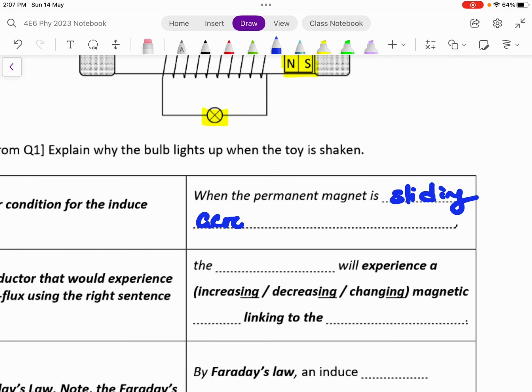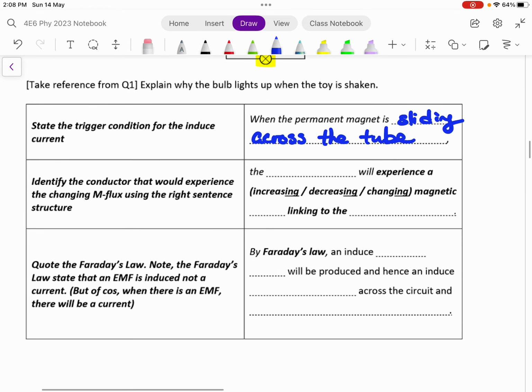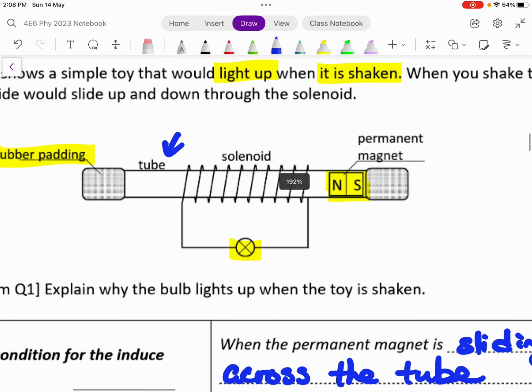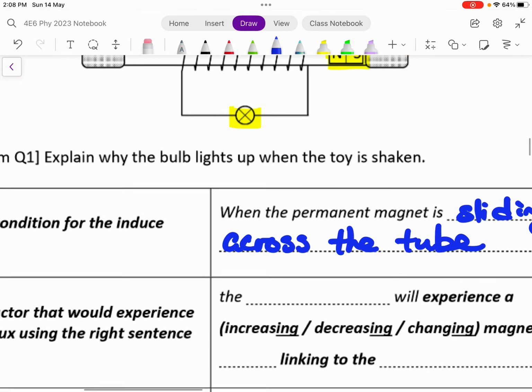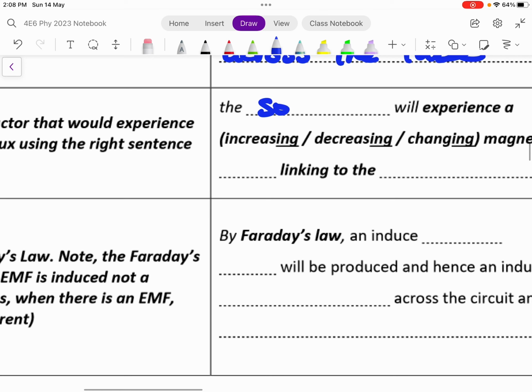Sliding across the tube, right? And then what would happen? Basically the conductor, right? So what is the conductor here? The conductor here is the solenoid.